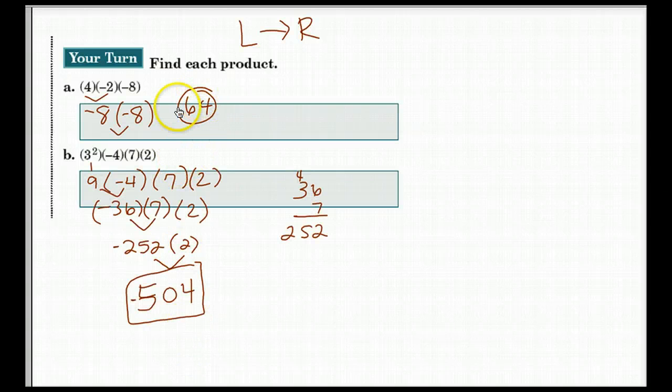Okay, so for this one you should have gotten positive 64 up here, and I show you do 4 times negative 2 equals negative 8. Negative 8 times negative 8 is 64. Down here you had a few steps you had to do, but the result should have been negative 504.